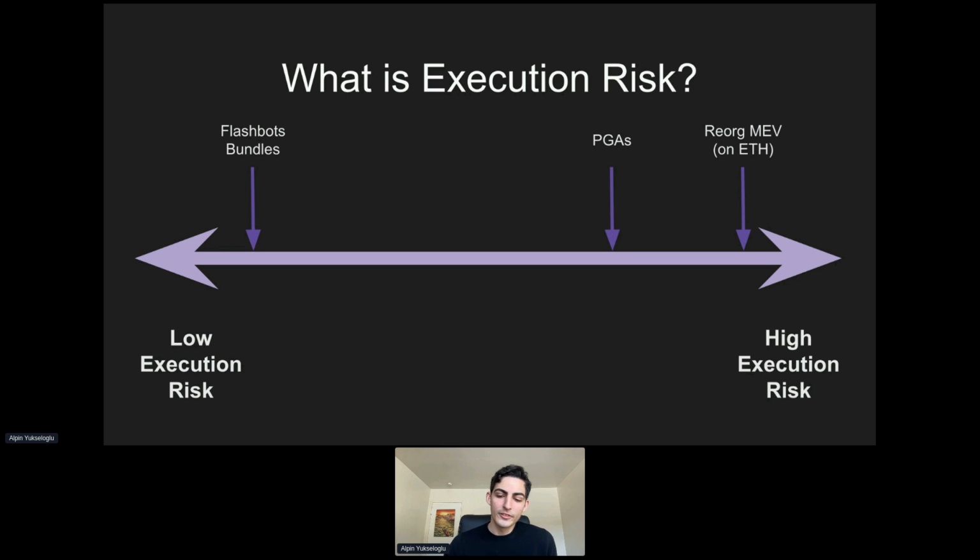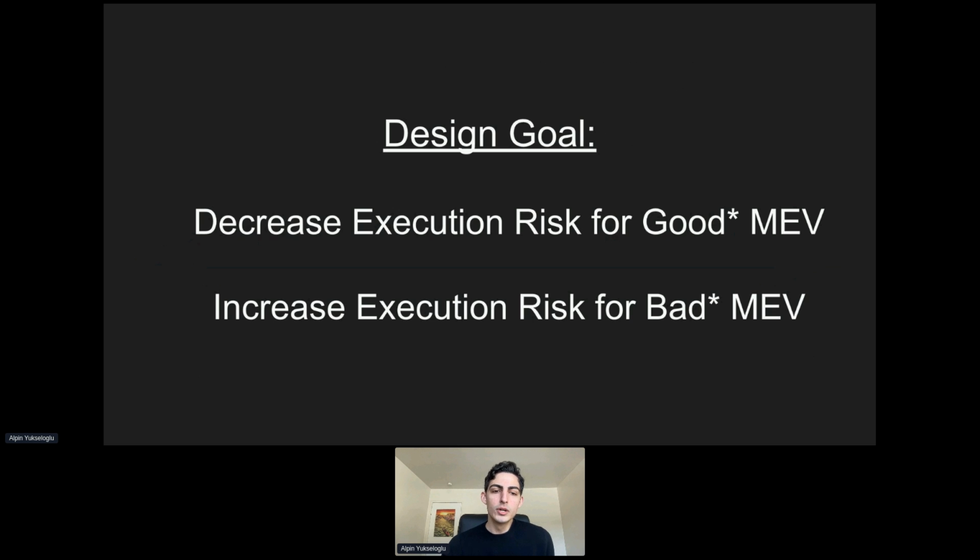essentially whether you're a searcher, a miner or a validator, it's all but impossible to land any MEV that's related to reorgs, and this is by design. So the emergent design goal of this system, or this framing, is basically these two points: to decrease execution risk for good MEV and increase execution risk for bad MEV. This will make some people scream. I'm keeping the abstractions of good and bad. I actually think that they are useful for us to keep the focus on the mechanism.